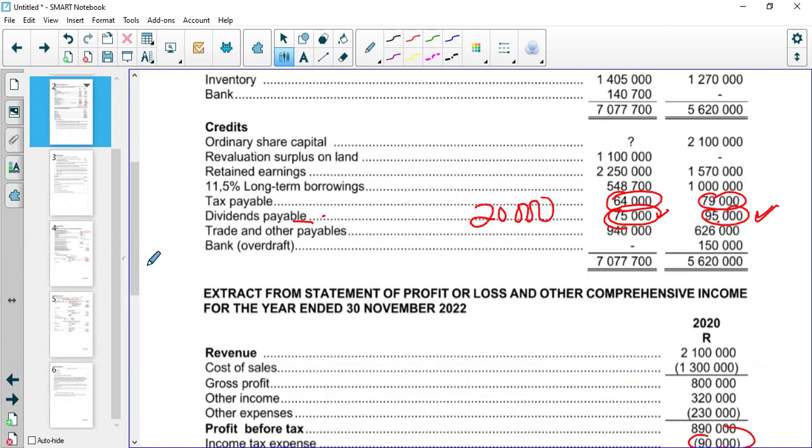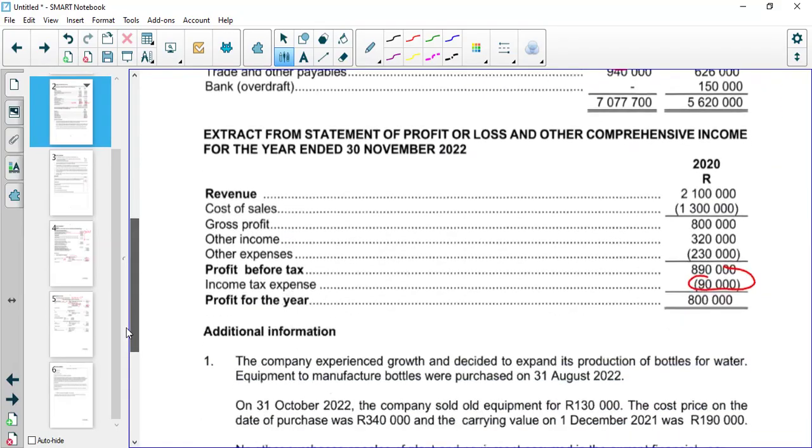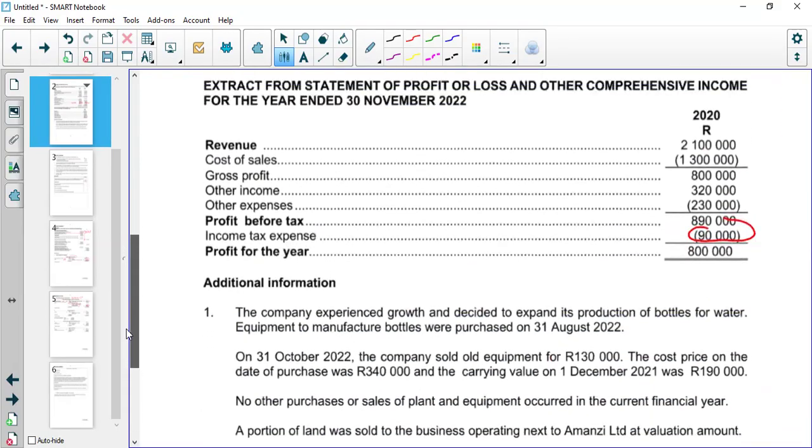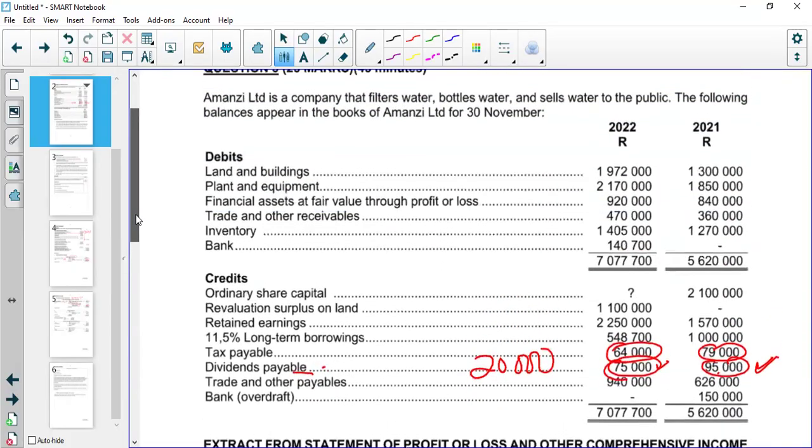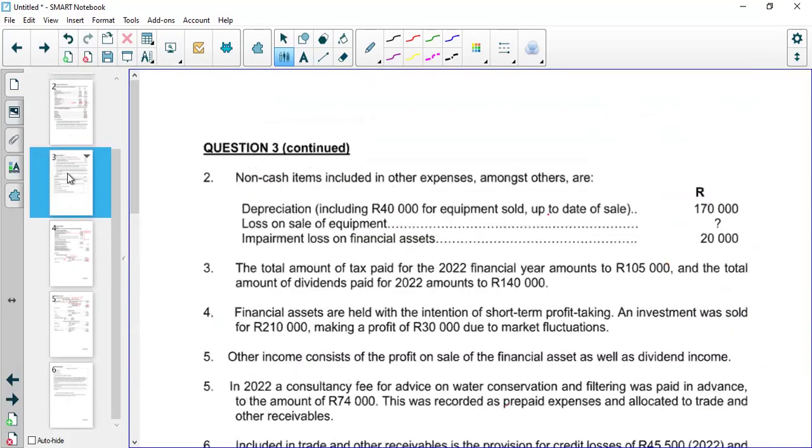So is there anything else that was declared? Oh, the total amount of dividends paid for 2022 was 140. So this is the total. We don't have to do any calculation, all right? That's fine. So we're just going to plug in 140.